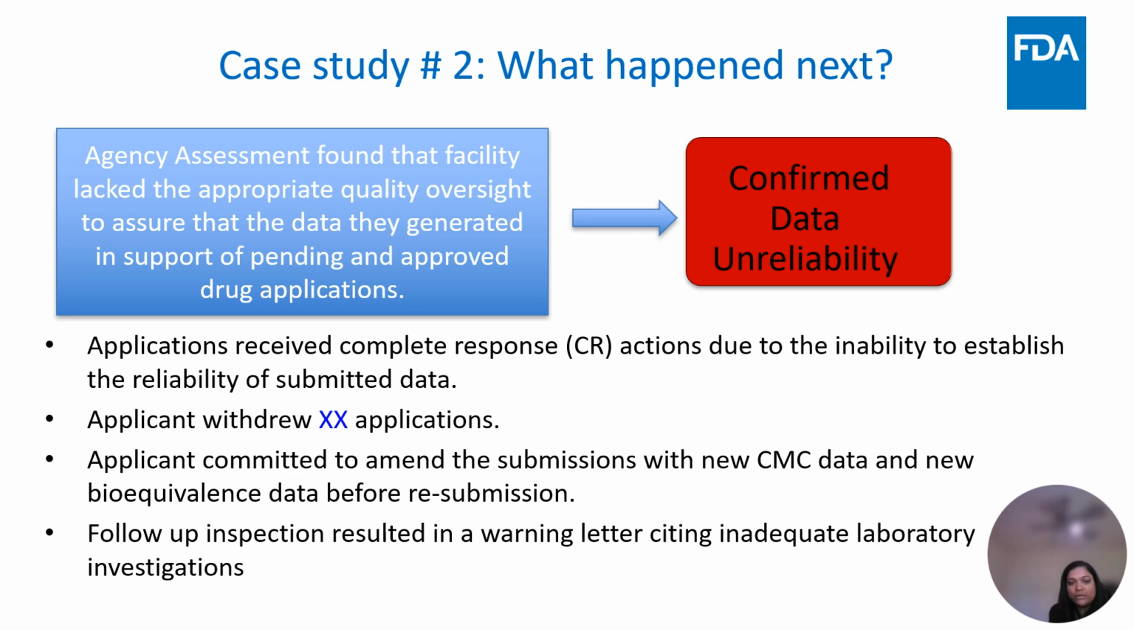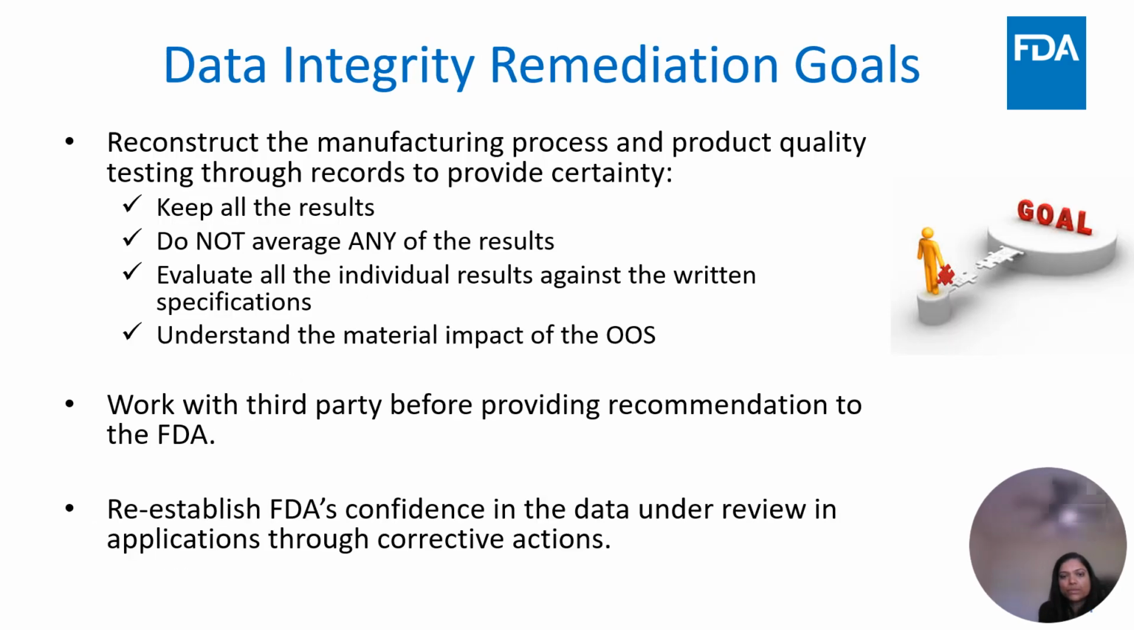And so what could be the goal for remediation of data integrity issues? You have to go back and reconstruct the manufacturing processes and product quality testing through the records, to provide certainty in all the records and data. Do not average any results. Keep all the results, whether they are passing results or failed results.